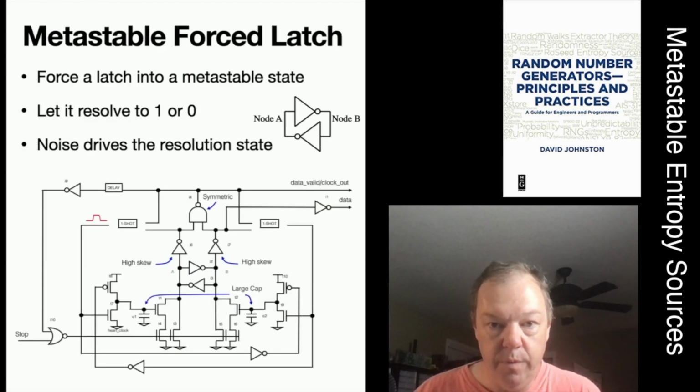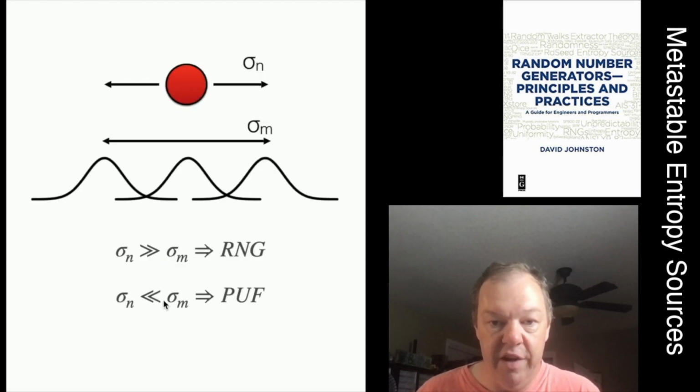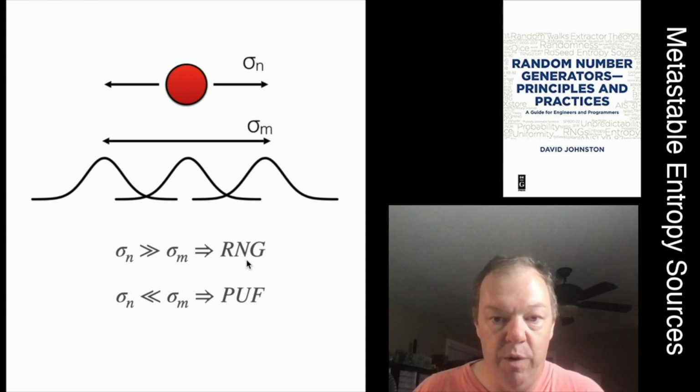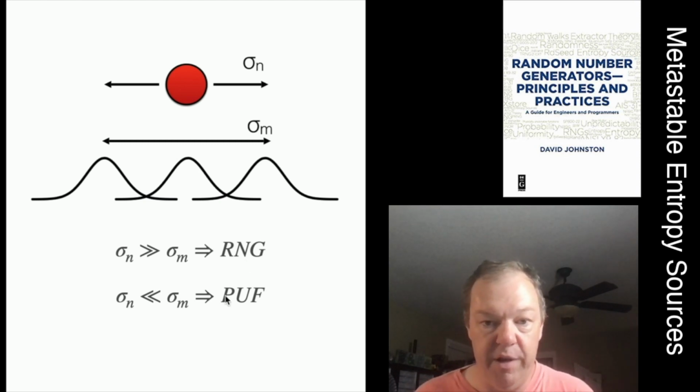Now, one proviso here is when you build a circuit with, say, a cross-coupled latch, which we use for a flip-flop, it's not true that sigma n is 10 times bigger than sigma m. It's usually 2, 3, 4, 5 times bigger, but it's not 10. And that's a problem, right? Because you build this circuit and it's not noisy enough to give you a random result. You'll probably get a very biased result, or always get the same result. It lands somewhere in between an RNG and a PUF.